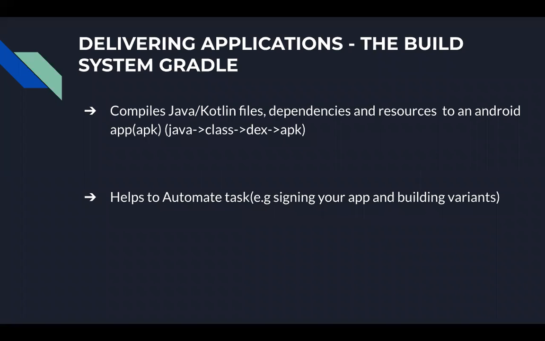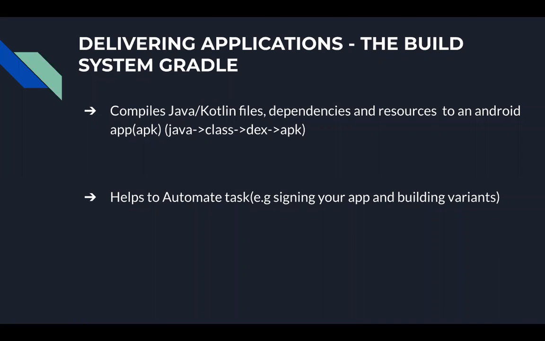Moving on to the next thing, the Gradle system also helps compile our Java files, dependencies, and resources to an Android app, that's an APK. What this means is that whenever we are done with our task, the Gradle system will help us build it. It transforms the Java files to .class files, which is like bytecode. Maybe some of us might be familiar with that. So the Java code that you write compiles to what they call bytecode.